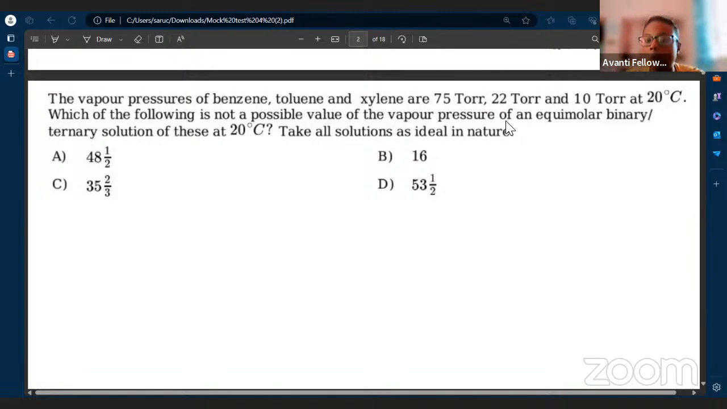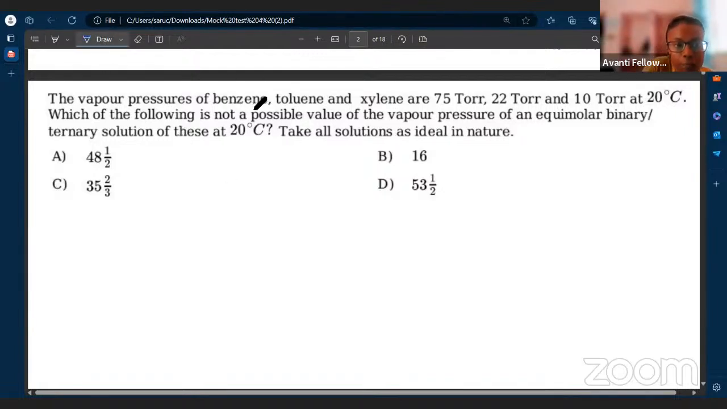Okay, have you attempted the question? What was the answer? Put it in the chat box. What was the answer? Have you attempted the question? What was the answer for this question?